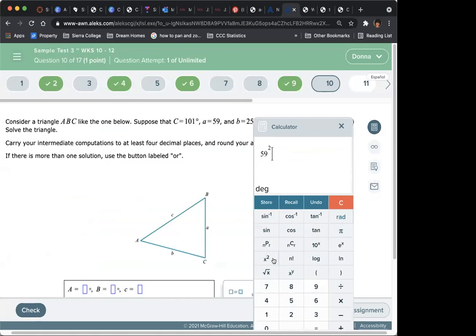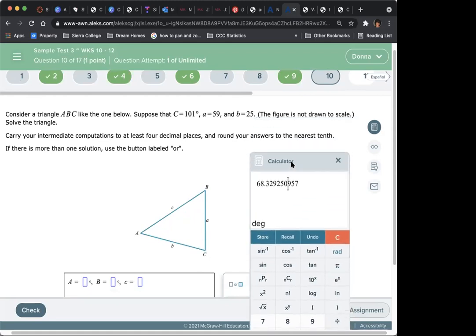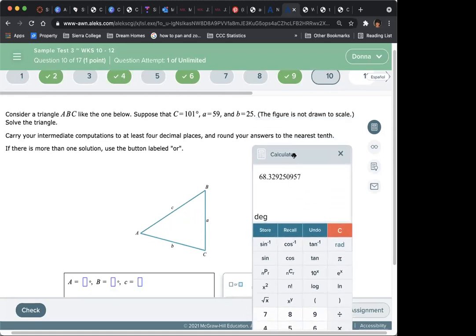So we have 59 squared plus 25 squared minus 2 times 59 times 25 times the cosine of 101. Double click, that highlights the whole expression, and then take the square root. So you can see we have the square root of all that madness, and you get 68.329. Round your answer to the nearest tenth, so 68.3.